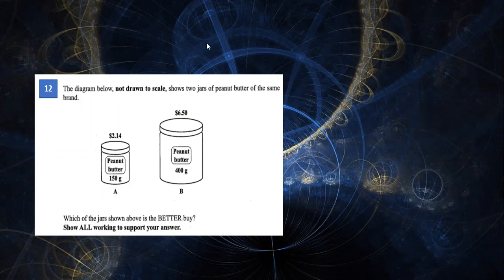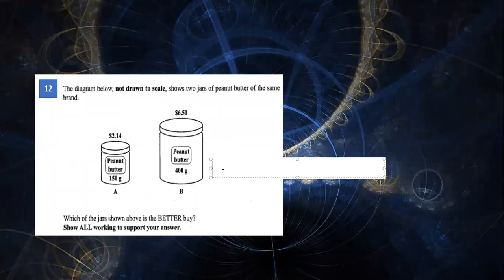Whenever we're talking about better buy, we mean for the same $1 that we're about to pay, are we going to get the most of anything? Okay, for the $1, am I going to get the most of something? Whatever gives me the most for my $1, that's going to be the better buy.